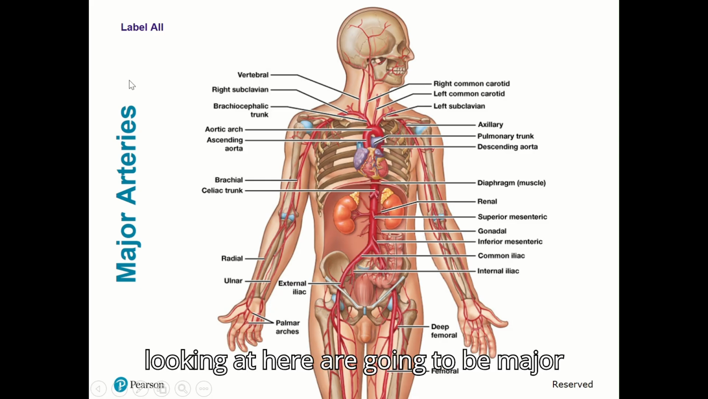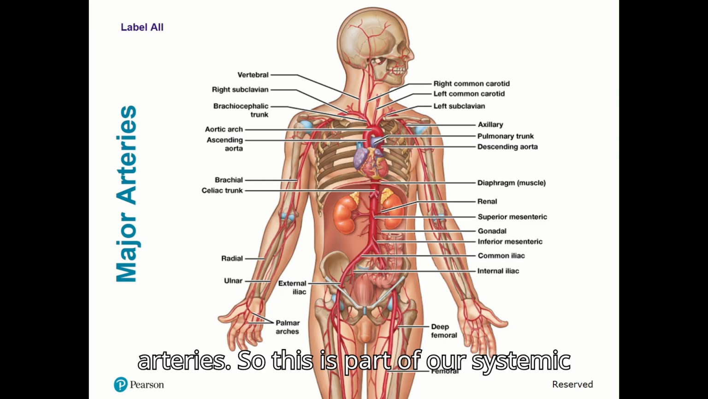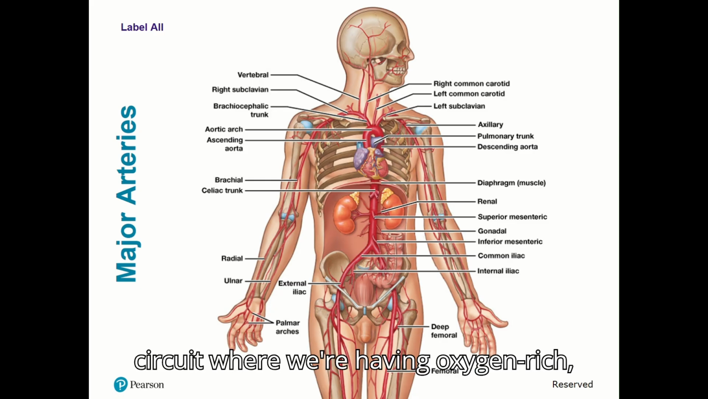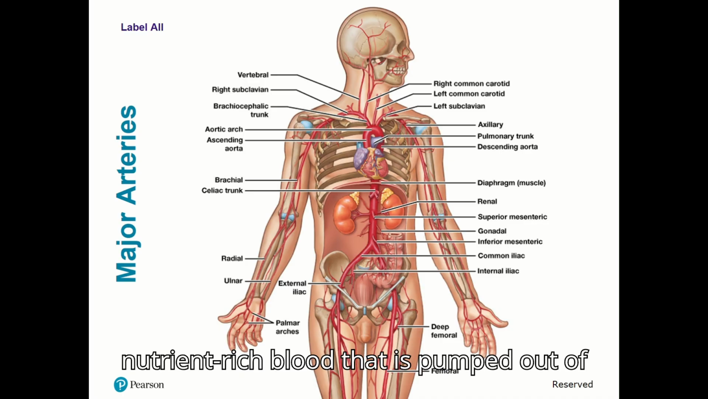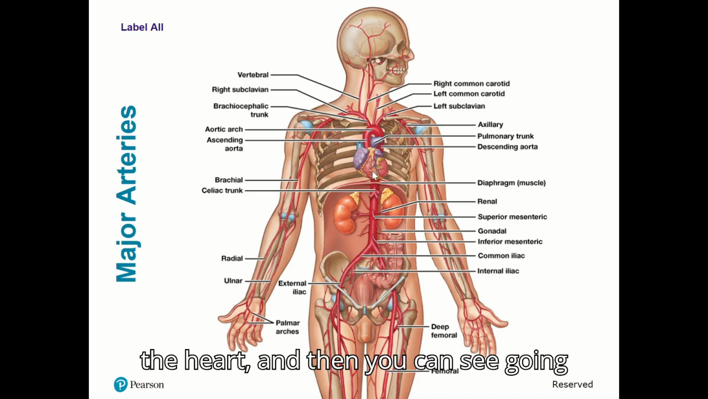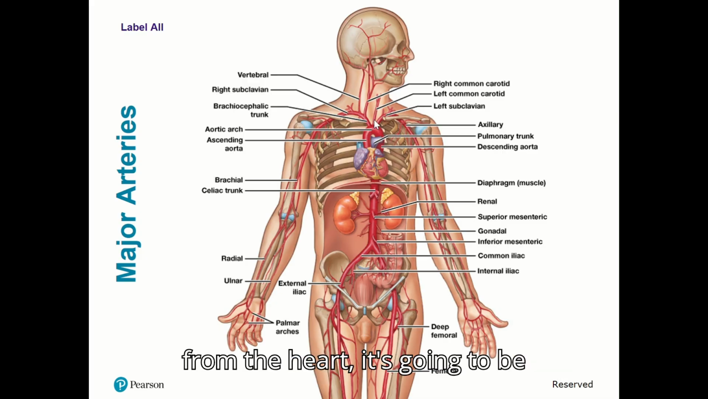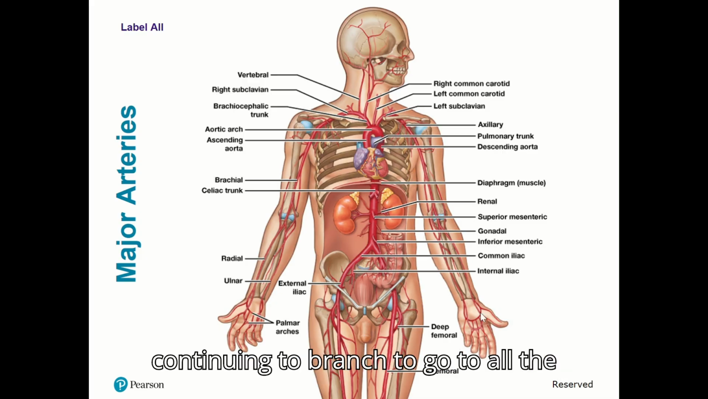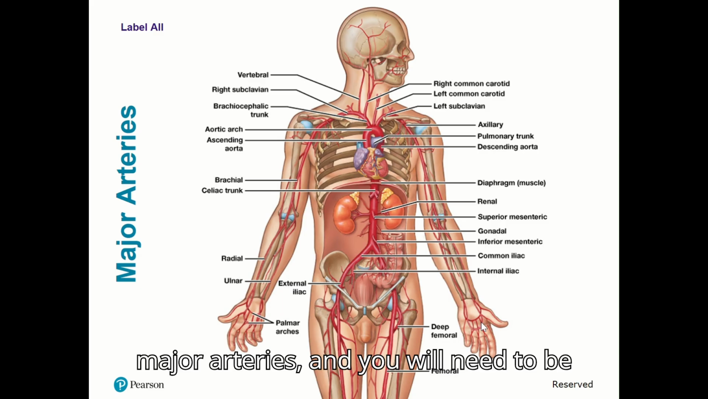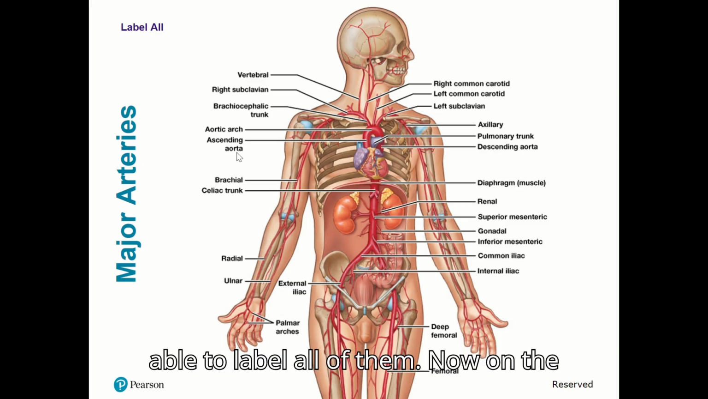Now, what we're looking at here are the major arteries. So this is part of our systemic circuit where we have oxygen-rich, nutrient-rich blood that is pumped out of the heart, and then you can see going from the heart it continues to branch to go to all the different parts of the body. So these are major arteries, and you will need to be able to label all of them.